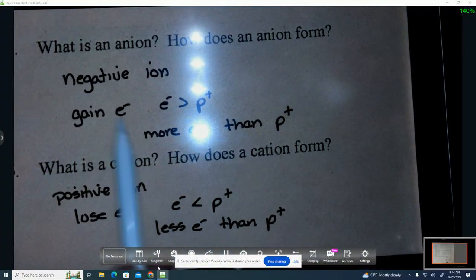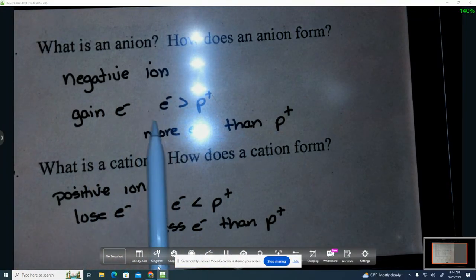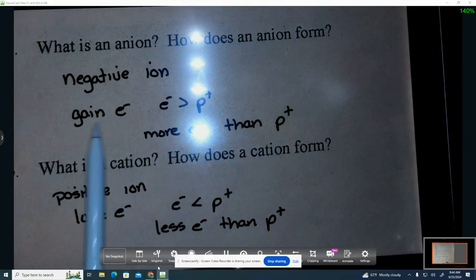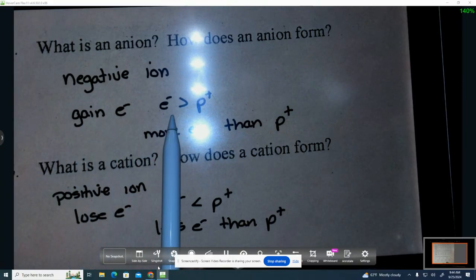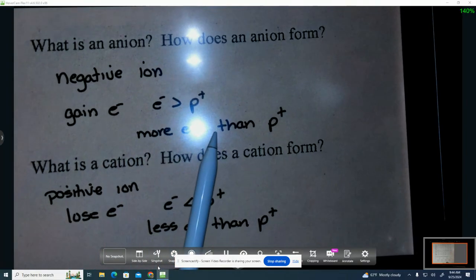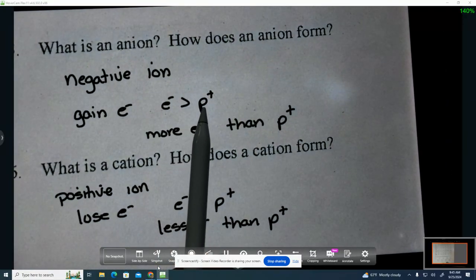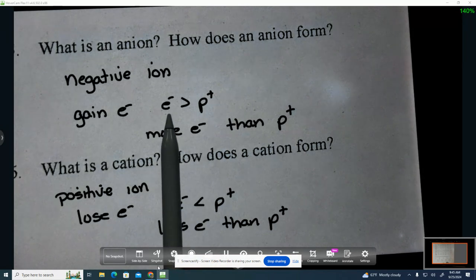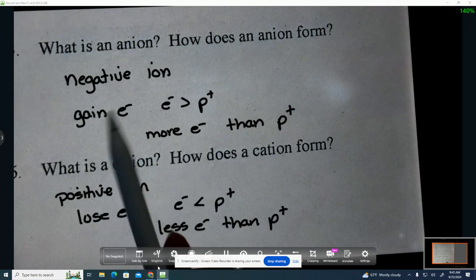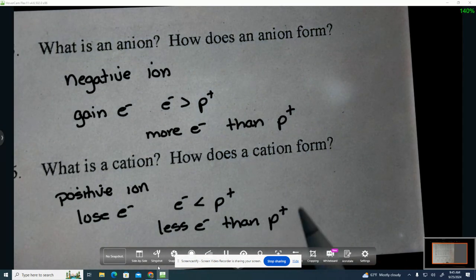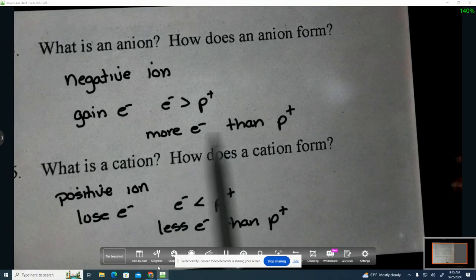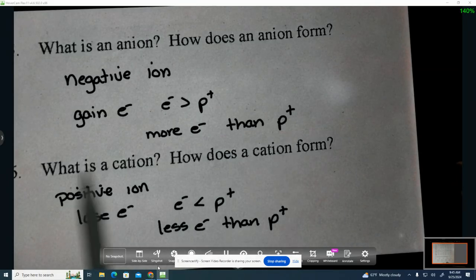what is an anion? An anion is a negative ion, and it's formed when you gain electrons. So the number of electrons is going to be bigger, that's why that little thing is going that way, than the number of protons. You're going to have more electrons than protons. You don't change your proton number. You change your electron number to make an ion. And you're going to have more electrons than you have protons.